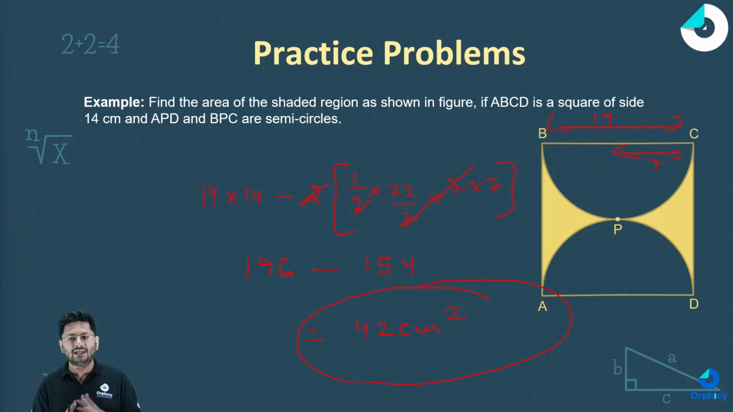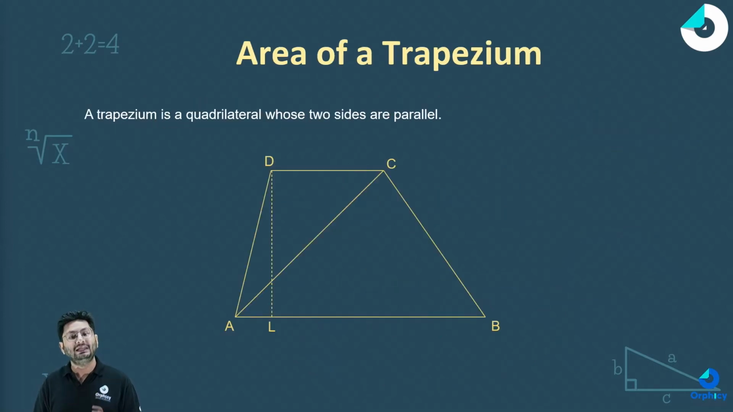It is very simple. You just have to remember a few formulas and you are good to go. Okay, so let's move on to the next topic, that is area of a trapezium. A trapezium is a quadrilateral whose two sides are parallel. That means only two opposite sides, out of the two pairs of opposite sides, one pair is parallel.